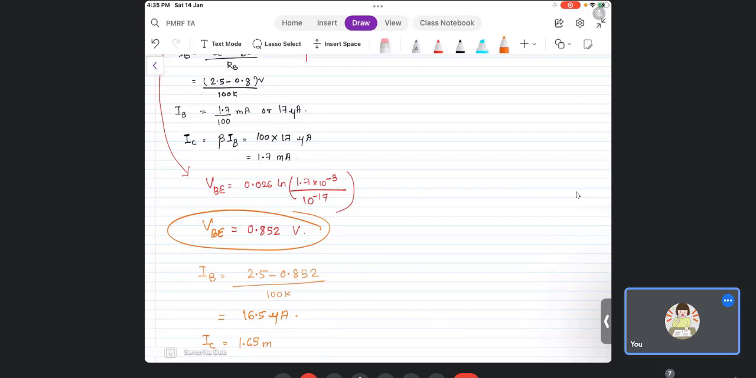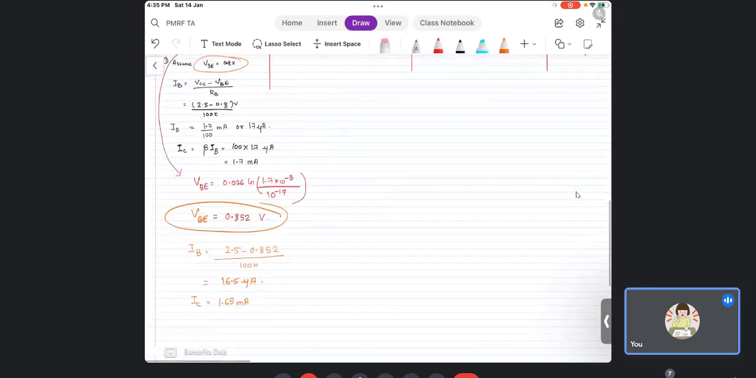1.65 milliampere. Okay, so this is with this value of VB, and this was with the assumed value of VB. So assumed VB, calculated VB. You see there is not much difference, not much margin of error. So now you need not iterate it anymore. Okay, and after this one iteration, you see IC is 1.65 milliampere will be your final answer.